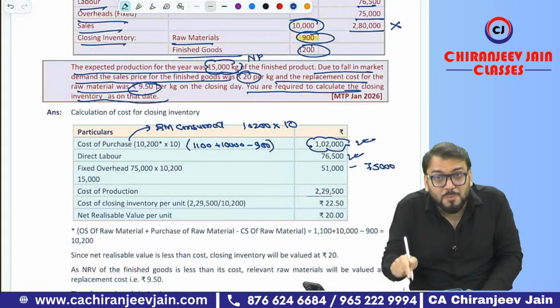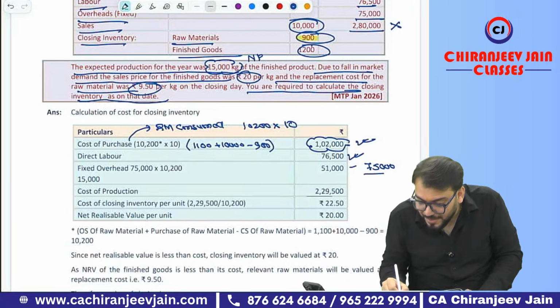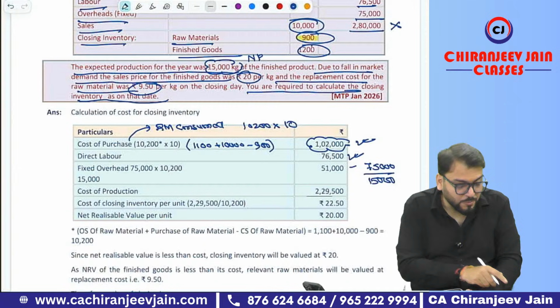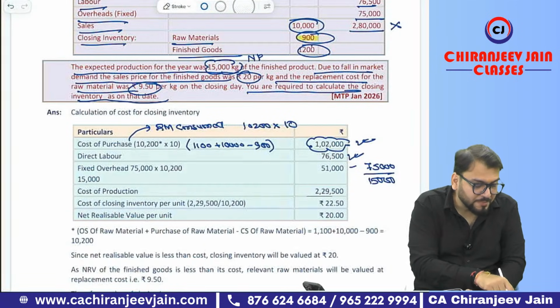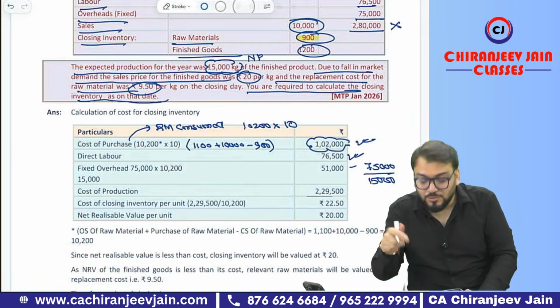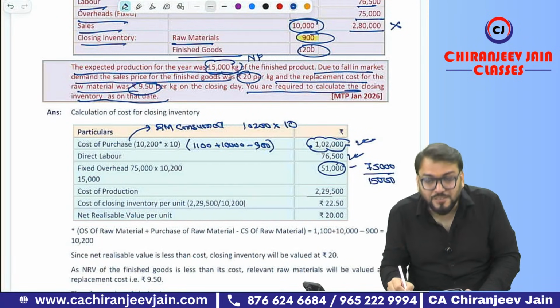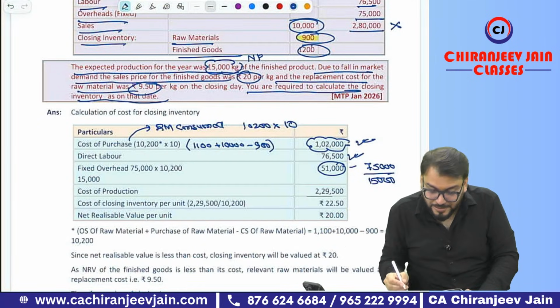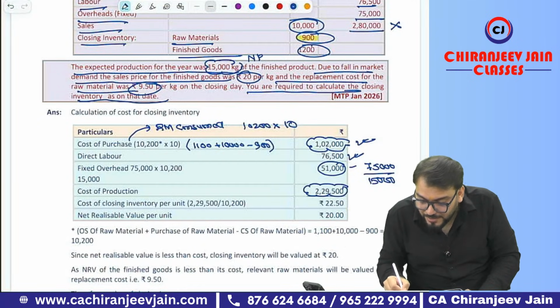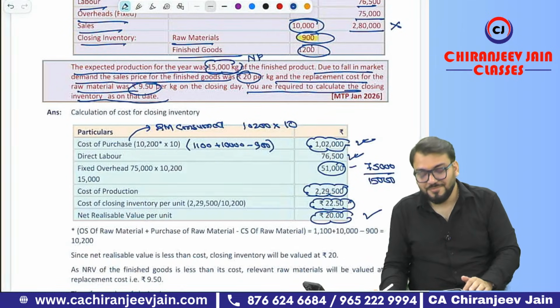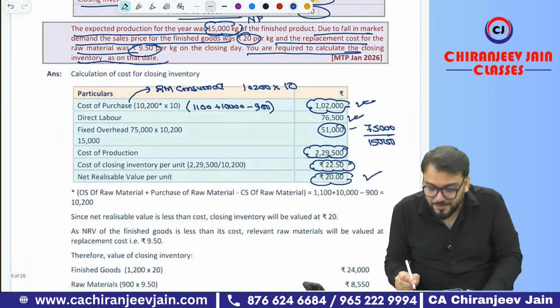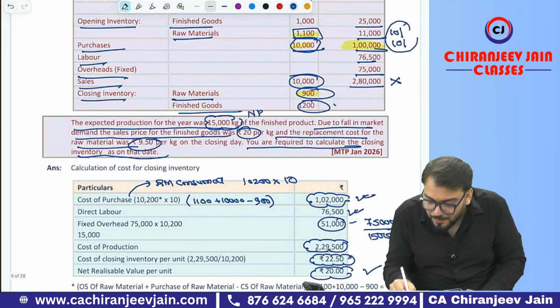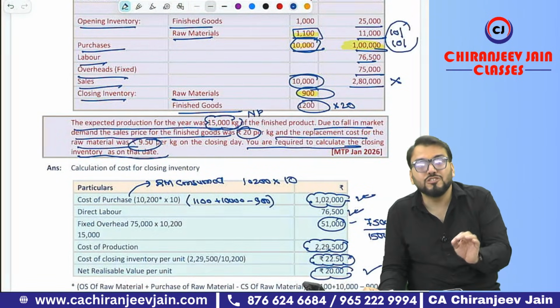Our normal production is 15,000. So we'll divide by 15,000. What will be the fixed overhead per unit? 75,000 divided by 15,000 is equal to 5. 5 into 10,200 will be 51,000. The balance fixed overhead will be abnormal loss, and that will be charged to the P&L account as an expense. This is the total cost of production divided by 10,200. This will become the cost price per unit, and NRV is given as 20. We will take the lower, and therefore for inventory we'll do 1,200 into 20. This is the closing stock of finished goods.